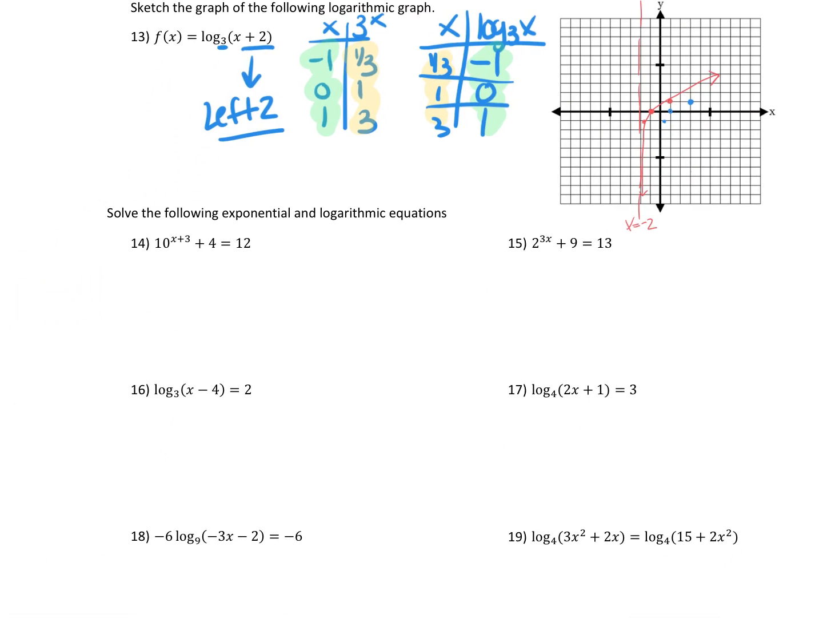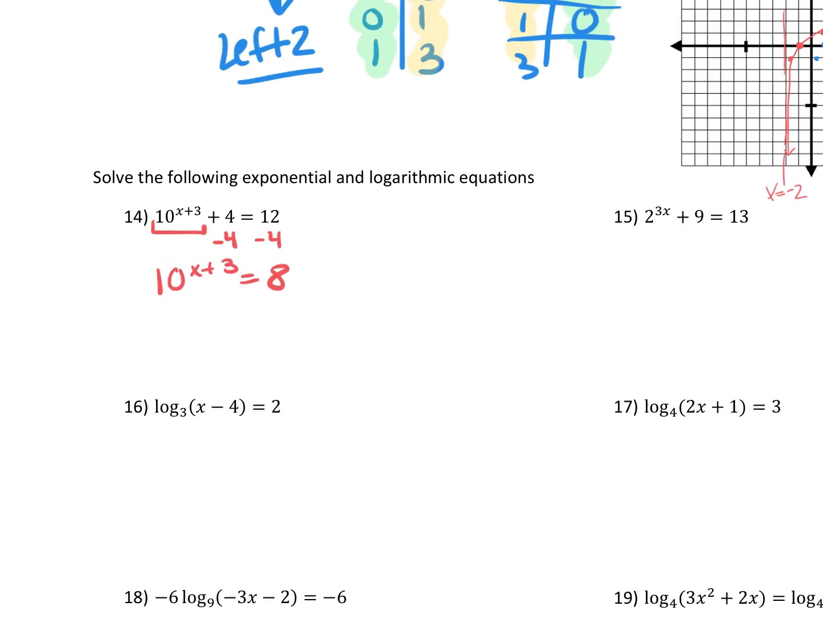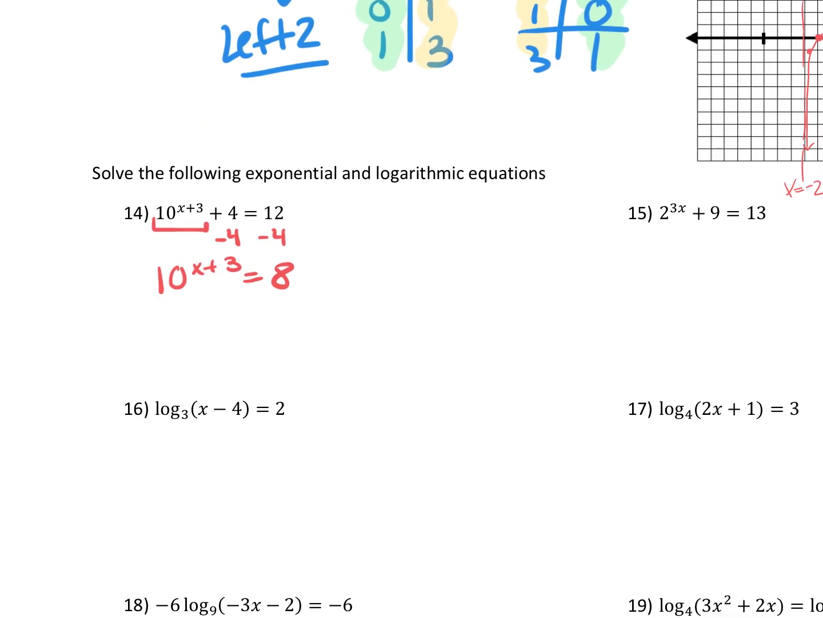All right, now solving exponential and logarithmic equations. So in exponentials, we try to get a common base. But when I can't get a common base, my goal is to isolate the part with the exponent. So I'm going to minus the 4. And then I'm going to convert this into log form. So it's log base 10 of 8 equals x plus 3.